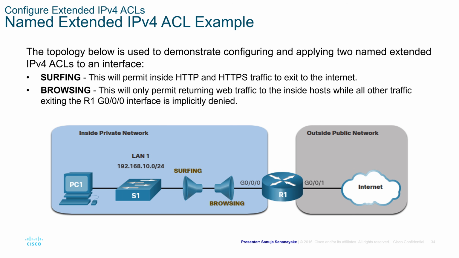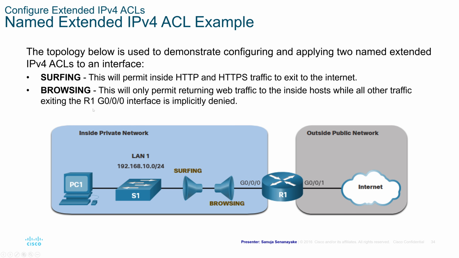So here is an example of a named extended IPv4 ACL. The topology shows that it has an inside network and an outside network. We are now trying to apply two named extended IPv4 ACLs to an interface. We have a named ACL called surfing, which will permit inside HTTP and HTTPS traffic to exit to the internet.